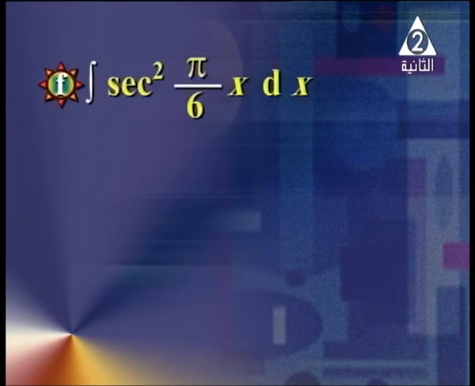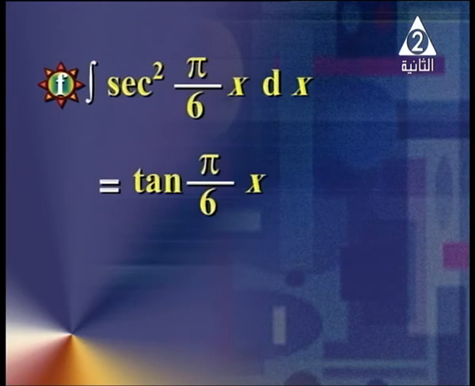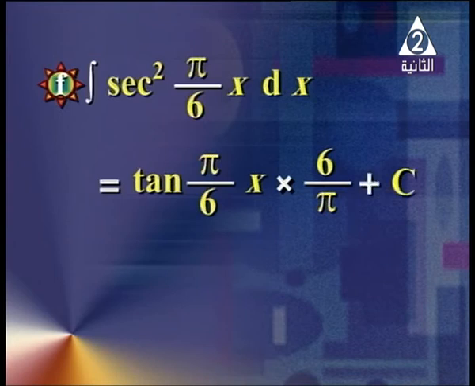Number F. What is the integration of sec square pi over 6x dx? In this case, not constant, but pi over 6 is constant. It is tan pi over 6 x times 6 over pi. Why? Plus c. Look at, dear student, in this case we have integration of sec square pi over 6 x dx.